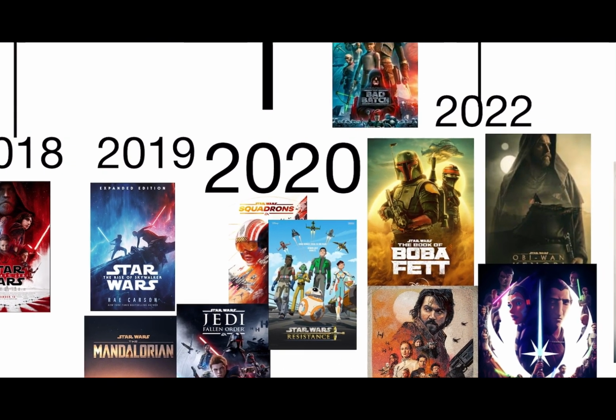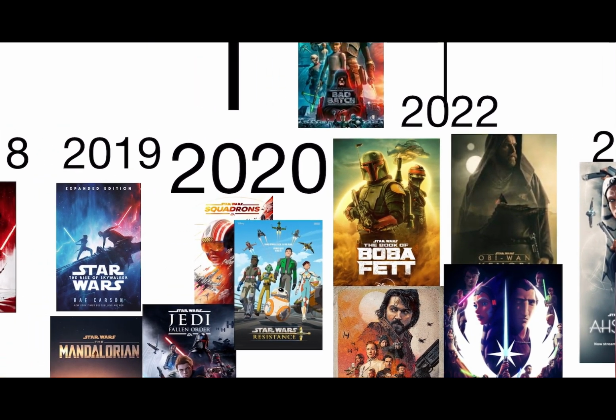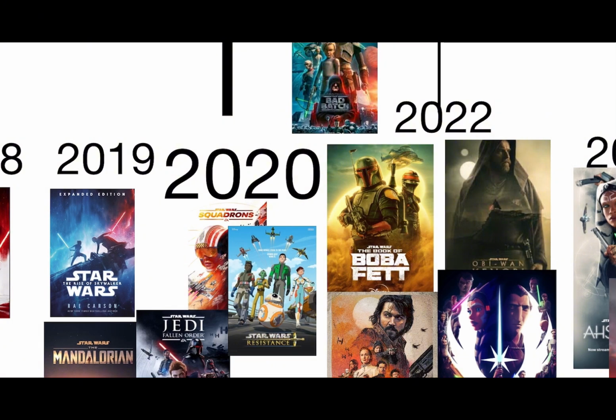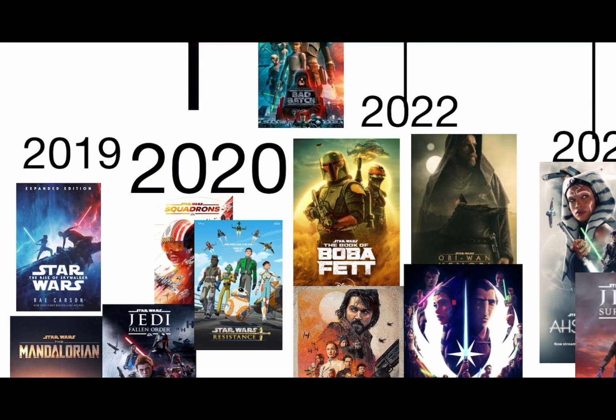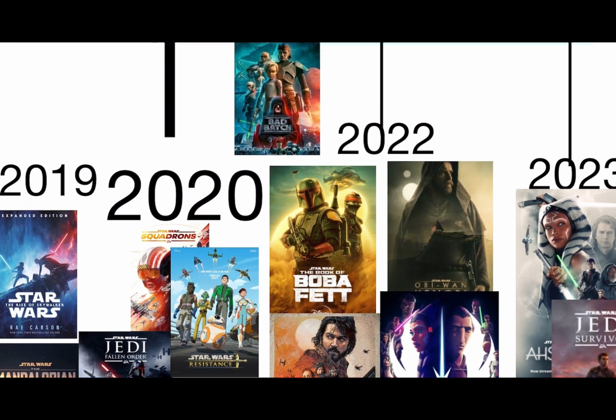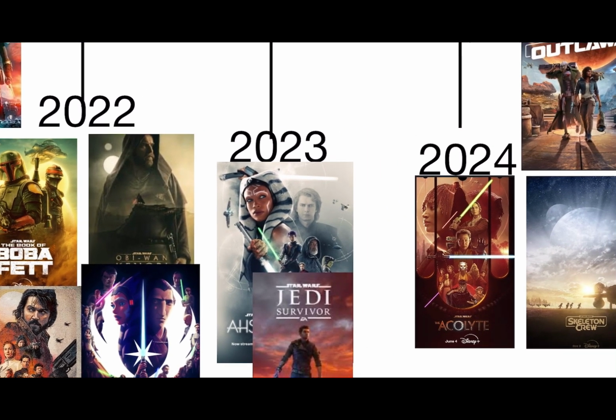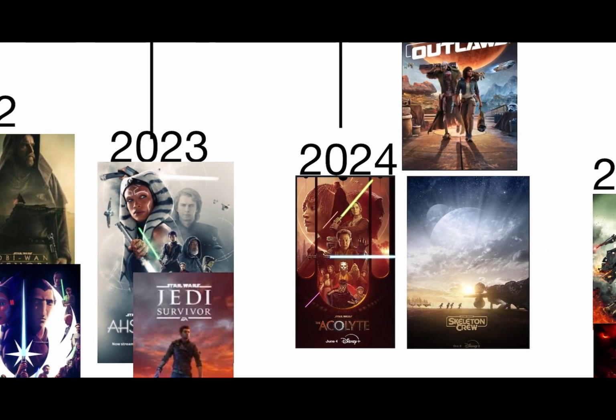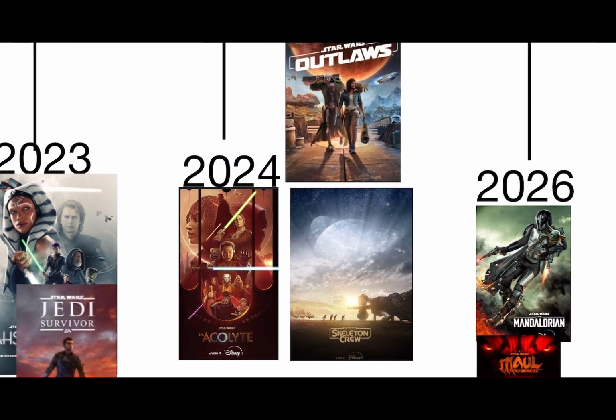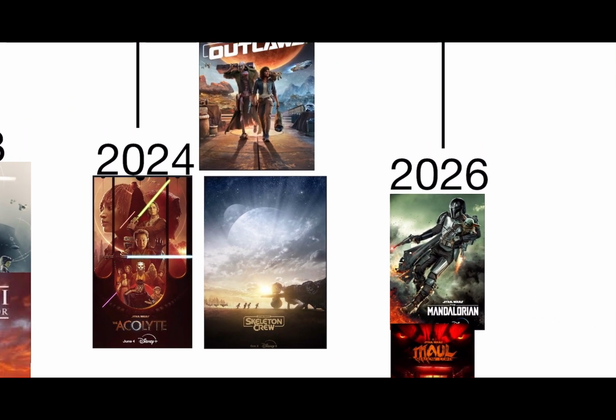Then they made a whole bunch of series and video games, and 2019 was the last movie for a long time. Now they're basically focusing on series. In 2019 they made The Mandalorian Season 1, which is a huge hit. Then in 2021 they made Bad Batch. In 2022 they made a whole bunch of series. Then in 2023 they made Ahsoka. In 2024 they made Acolyte, and there are a bunch more series in the timeline. And in 2026 we're gonna get a Mandalorian and Grogu movie and a Maul show.